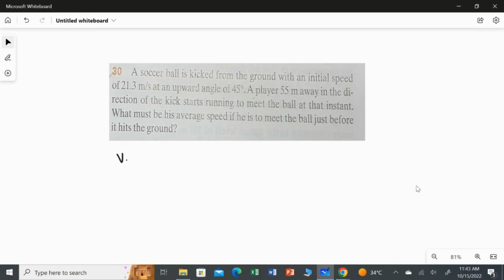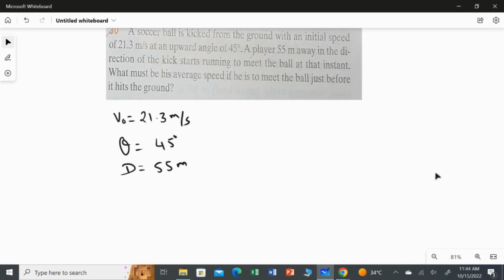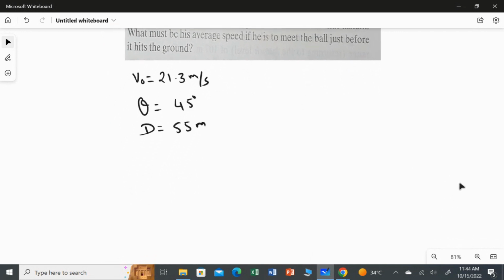So what is the initial speed? The initial speed here they mention 21.3 meter per second, and the angle of kicking is exactly 45 degree, and the distance of the second player from the point of kick of the first player is exactly 55 meter. And by using these things, we have to find what should be the average speed. So before we substitute all these things, better we draw the diagram related to the question. I'm not a good artist, but I will try to draw the diagram for this.